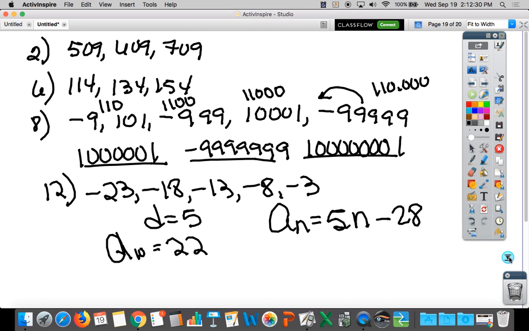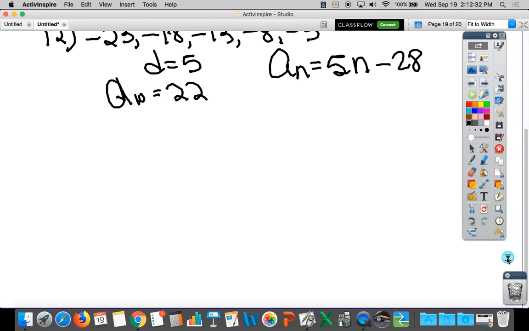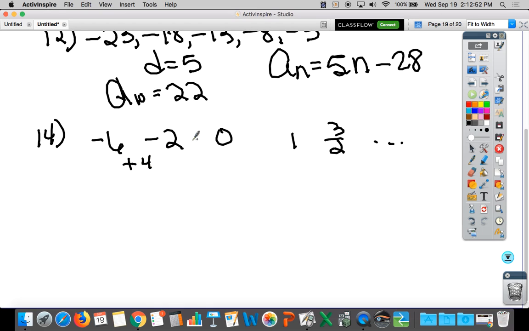Number 14. Now, number 14 was also challenging, but I figured that y'all could figure it out. Let me put it up here. This one was neither geometric nor arithmetic because it did not have a common difference. It did not have a common ratio, but it did have a pattern. So from here to here, I added 4, and then I added 2, and then I added 1, and then I added 1/2. What can you tell me about the pattern? Yeah, you add half of what you added before.